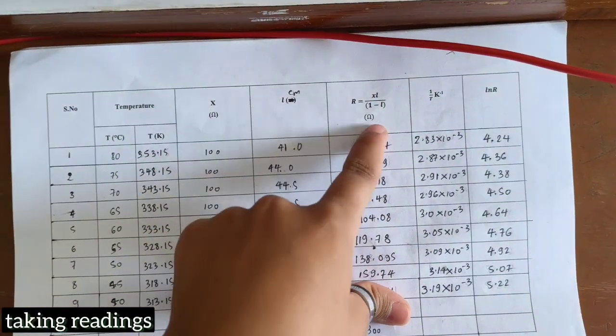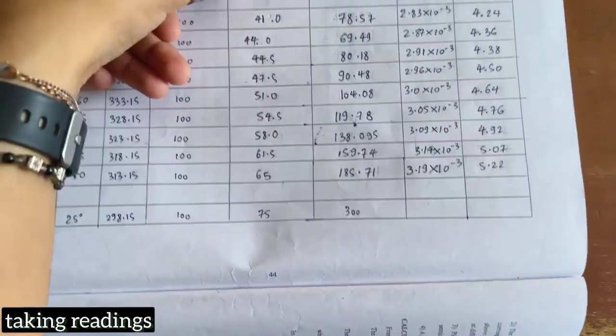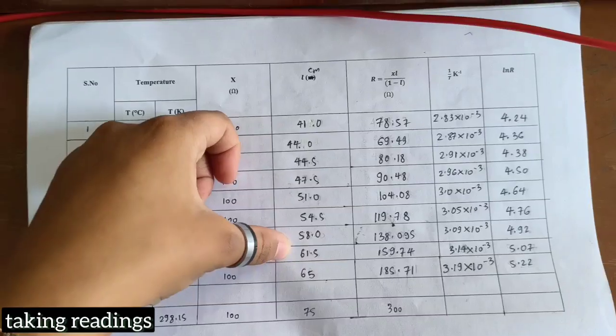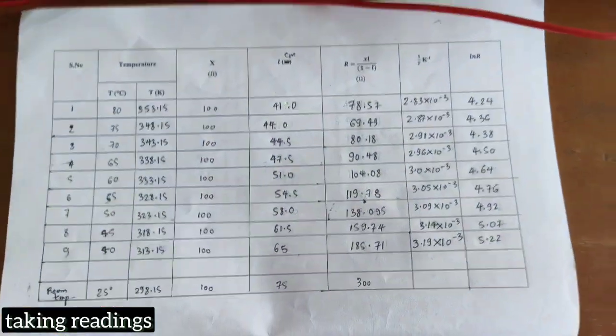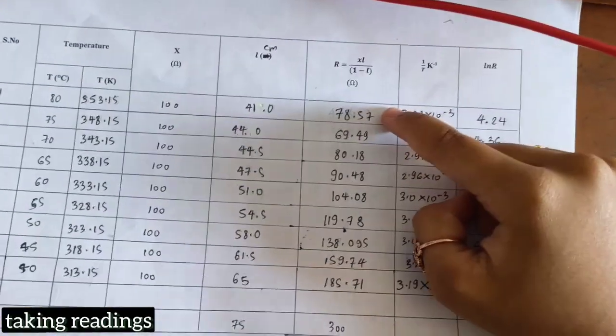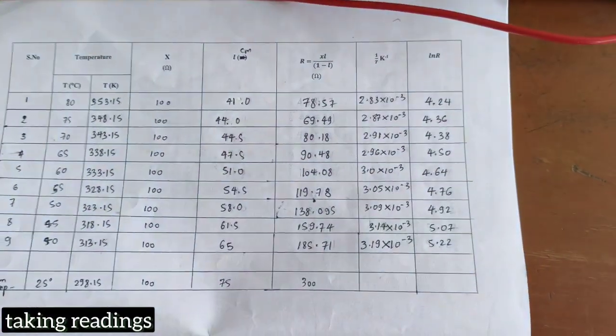R is X into L divided by 1 minus L, because this is a meter scale and it's 1 meter. So whatever you have in this column, you have to convert it to meters, and then you find 1 minus L, and that helps you to find R.